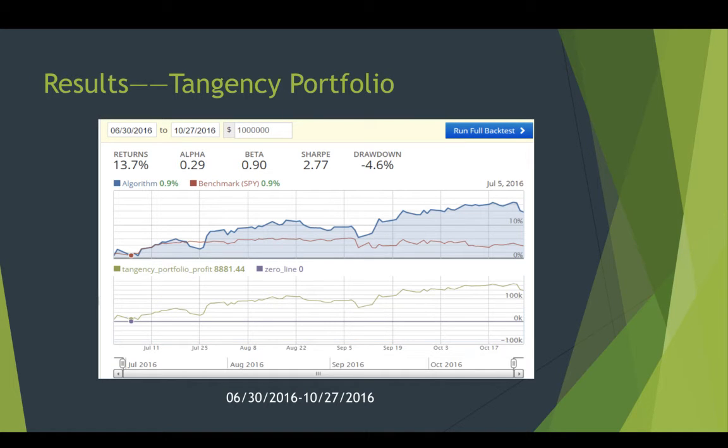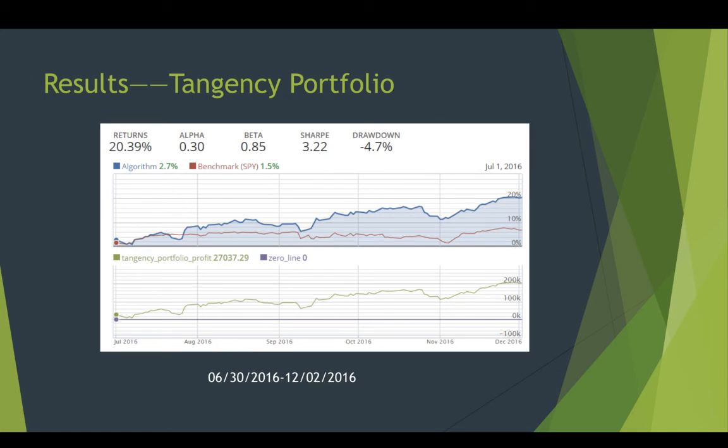And the second chart is the profit of the tendency portfolio in the holding period from June 30 to October 13. It clearly performs better with a return of 13.7% and always has a positive profit in this period, compared with the longer period. And because this period is the same as our sample period, we also test the portfolio in a forward period from June 30 to December 2nd, which has a good performance with a return of 20.39%.